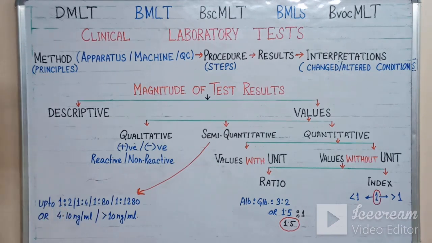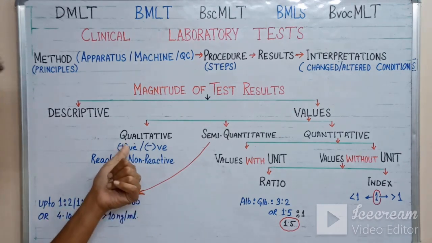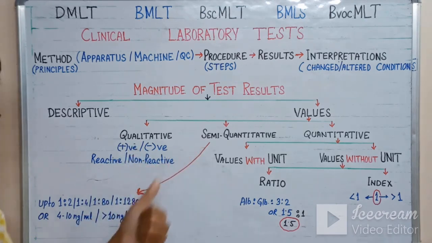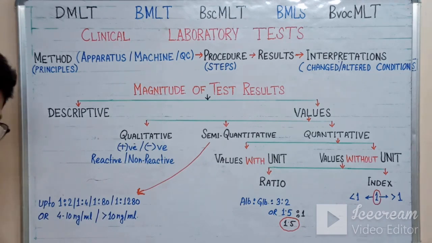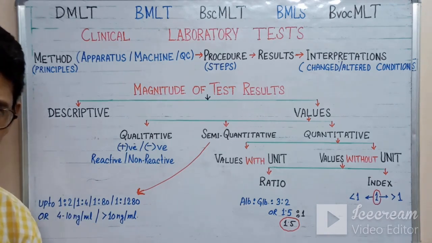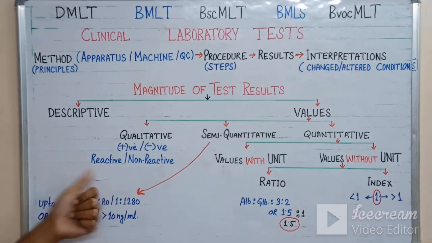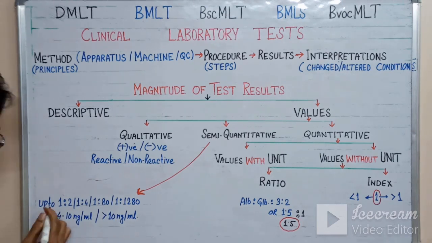So if the original sample test is positive, and after diluting 1:2 the result is again positive, then I have to perform a 1:4 dilution. If the sample in a dilution of 1:4 comes negative, then I should write the report like this: reactive up to 1:2. That is, reactive up to 1:2 I shall write.